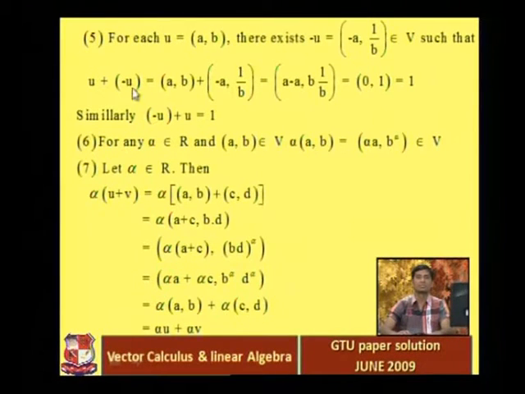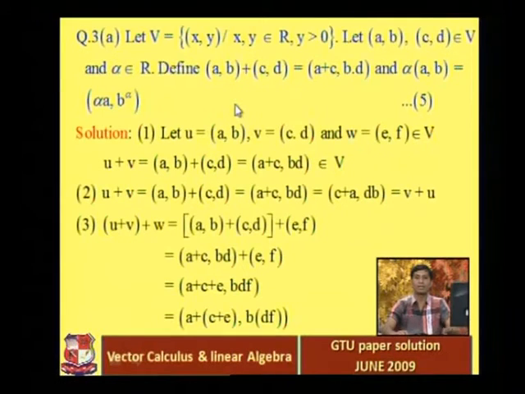Next condition: for each u equal to (a, b), there exists minus u equal to (minus a, 1 upon b) belonging to V, such that u plus minus u is equal to (a, b) plus (minus a, 1 upon b), right? Now, how do we define addition? Again, I repeat how we define addition.